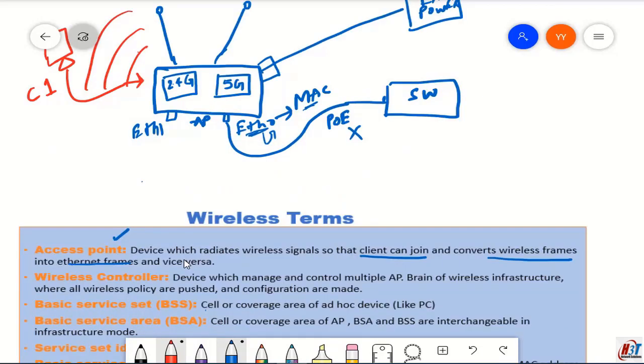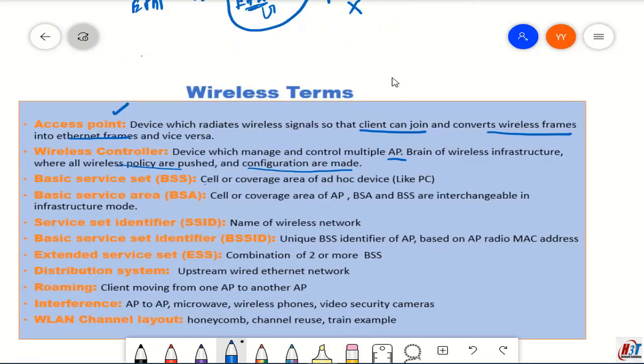The second term is wireless controller. A wireless controller is the one which manages and controls multiple APs, which is actually the brain of the wireless infrastructure. In the wireless controller, we push the wireless policies and all the required configuration is done on this wireless controller only. So we can also push policies and install certificates on this wireless controller. And all the important configuration is done only on this wireless controller.